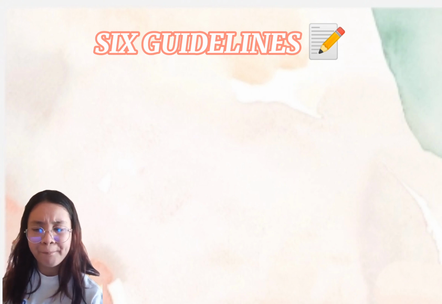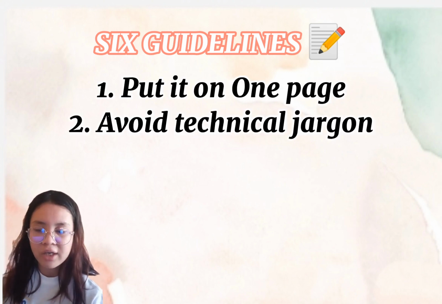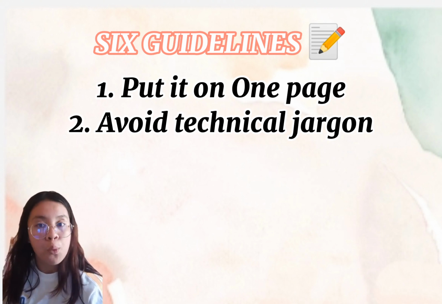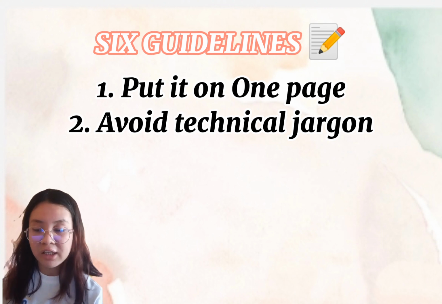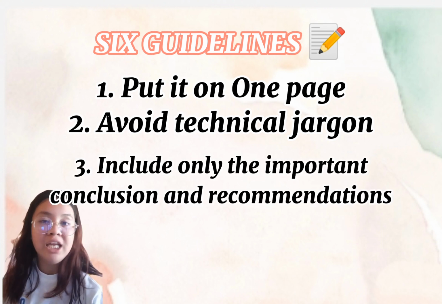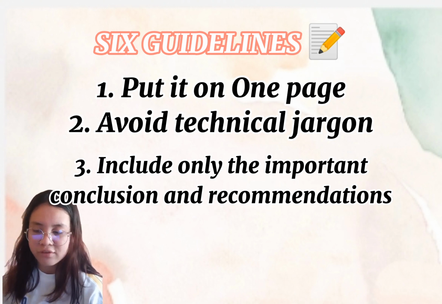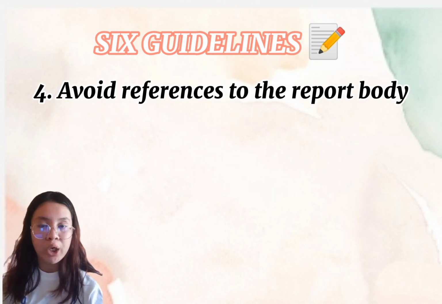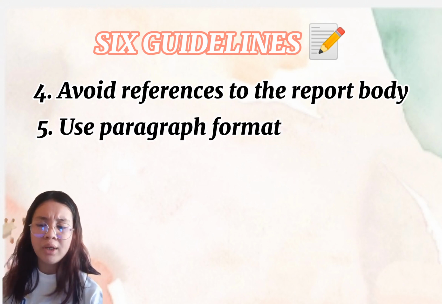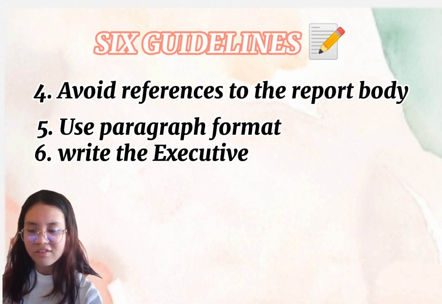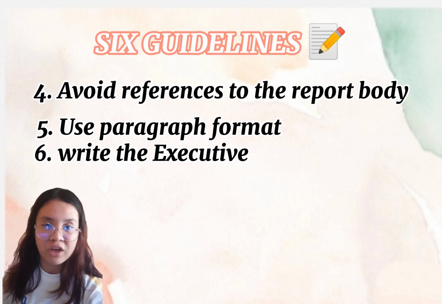First is put it on one page. The second one is avoid technical jargon, as I was saying earlier, that we should be free of technical jargon. The third one is include only the important conclusions and recommendations, of course. The fourth one is avoid references to the report body. The fifth one is use a paragraph format, of course. And the sixth one is write the executive summary. So that's all for the executive summary.